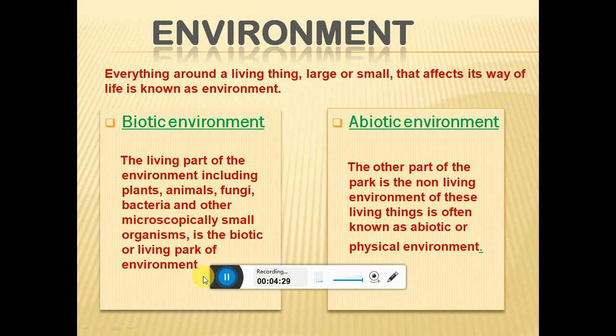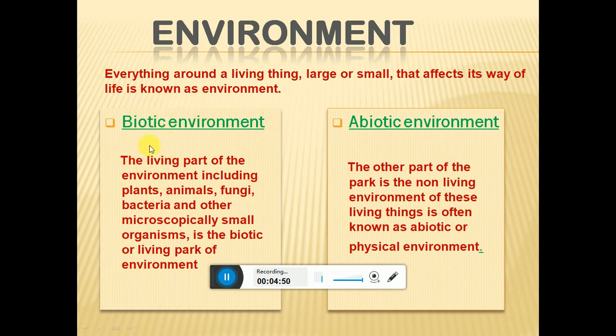So there are a lot of things around you, some of them are living things, and some of them are non-living things. So depending upon the living things and the non-living things, we will divide our environment into two main sections. First section is the biotic environment. First type of the environment is the biotic environment.